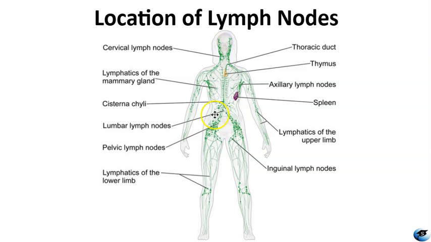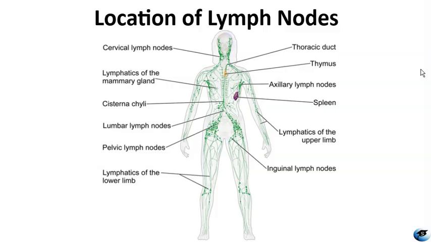Next, the lumbar lymph nodes line the lower back and help filter lymph from the kidney, adrenal glands, and other retroperitoneal structures. Pelvic lymph nodes lie deeper in the pelvis and receive lymph from reproductive and urinary organs. And then the inguinal lymph nodes are located in the groin, and they filter lymph from the lower limbs, external genitalia, and lower abdominal wall.